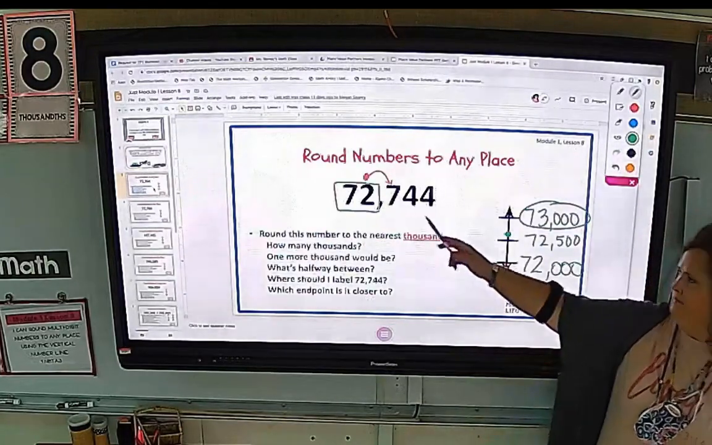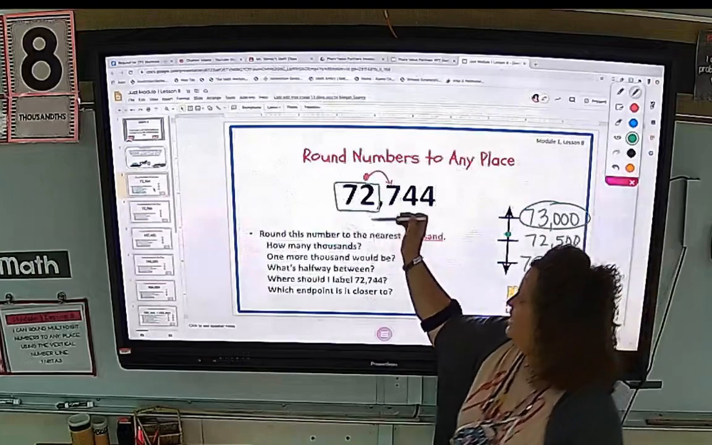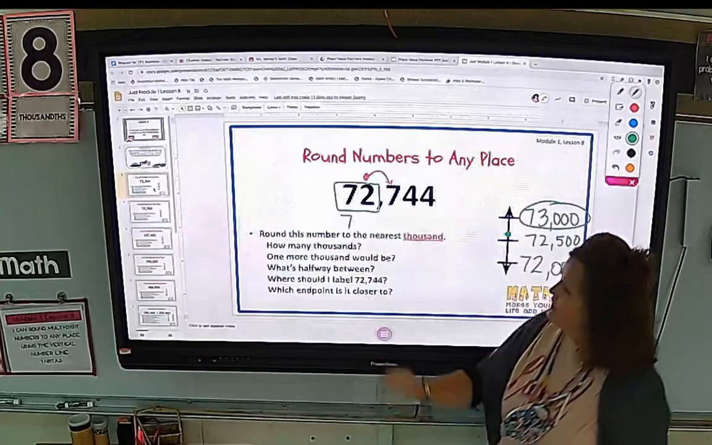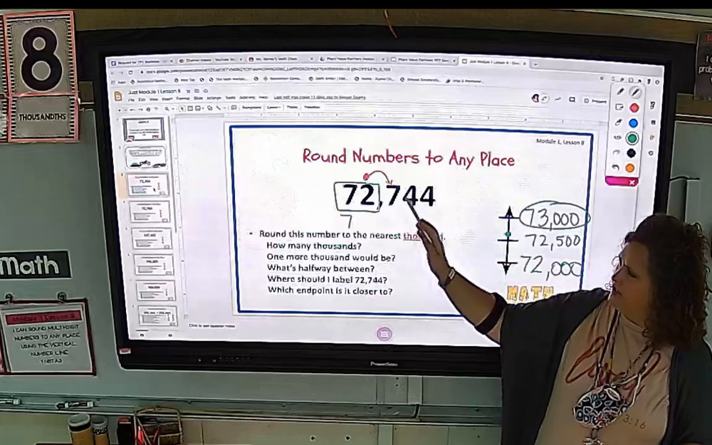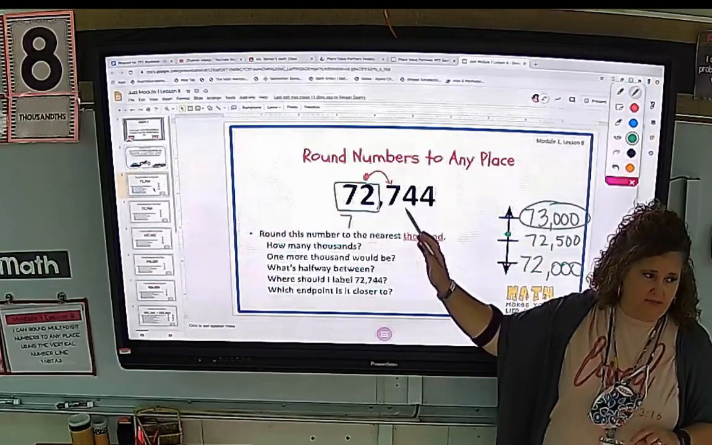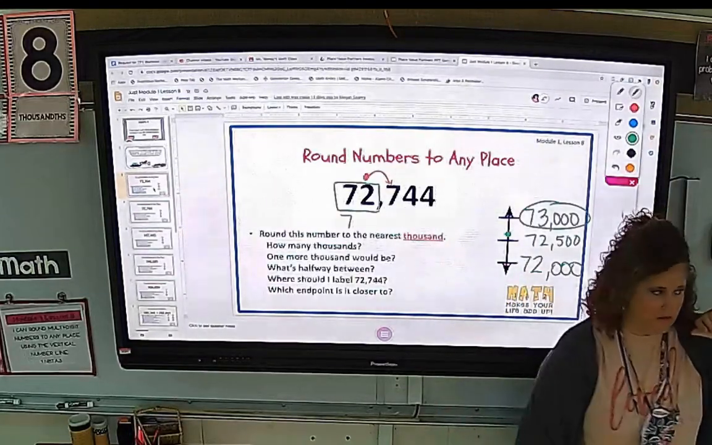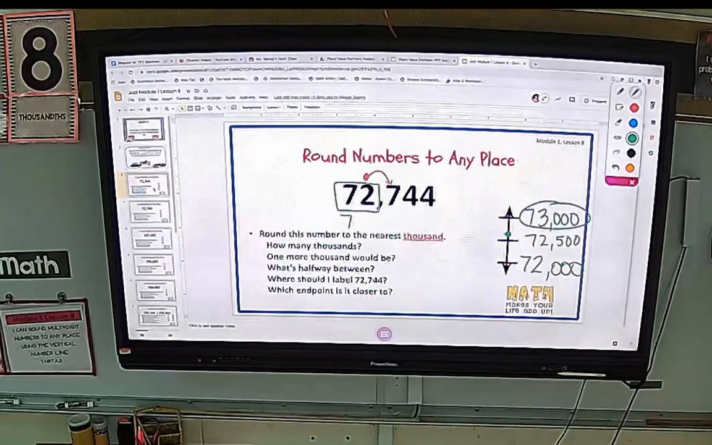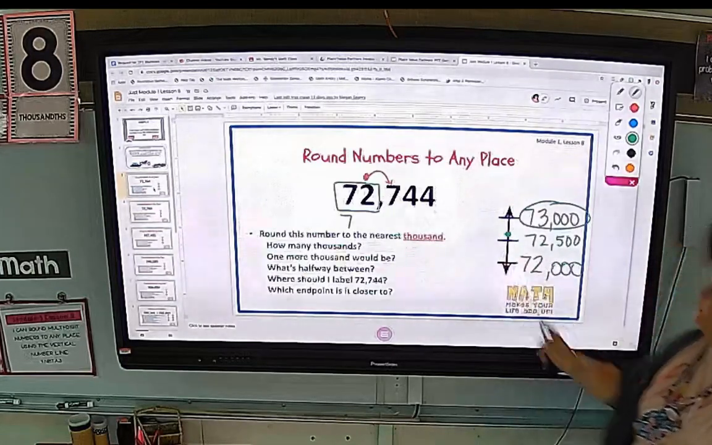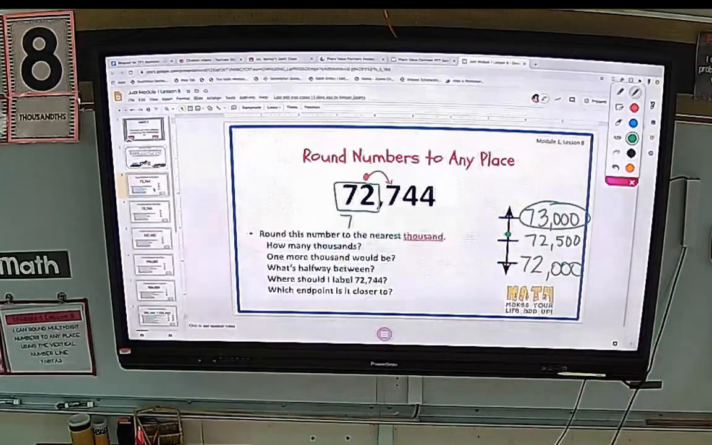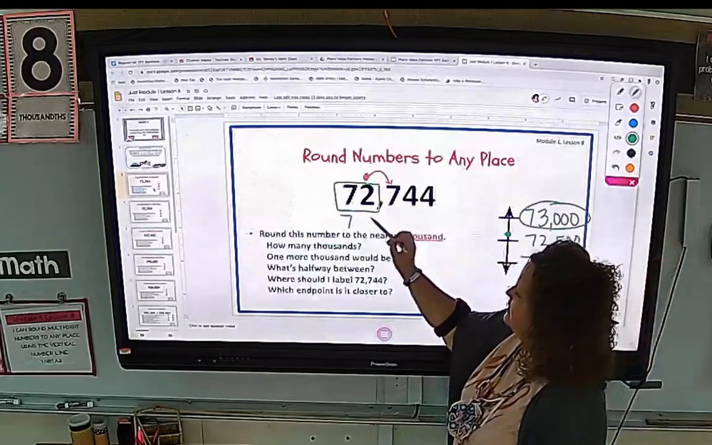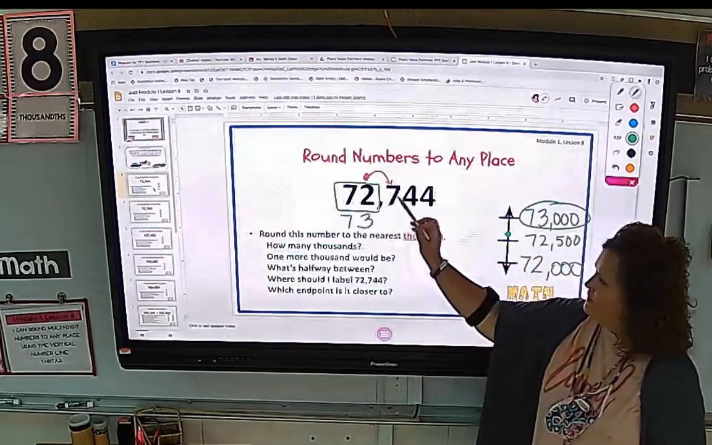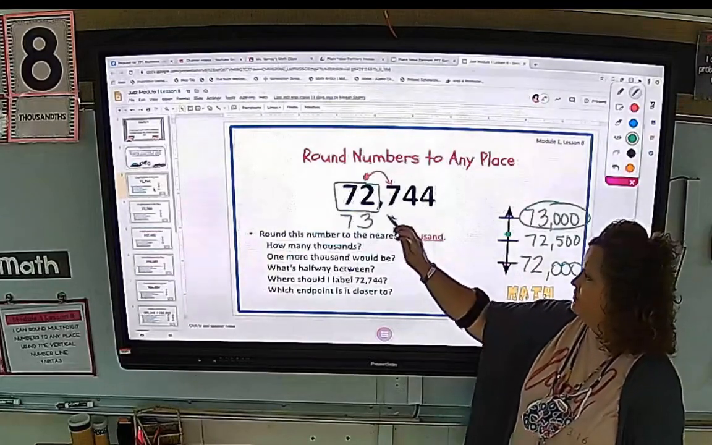If I did it the other way, I know I'm going to keep my 7. I know the 2 is going to look next door to that 7. And that 7 is like a street sign that tells us to do what? What is that 2 going to do? Is it going to stay a 2? Or is it going to become a 3? A 3. That 7 is 5 or greater. It's going to tell the 2 to go up 1. So it's going to become a 3. What happens to these 3 digits? They turn into zeros.